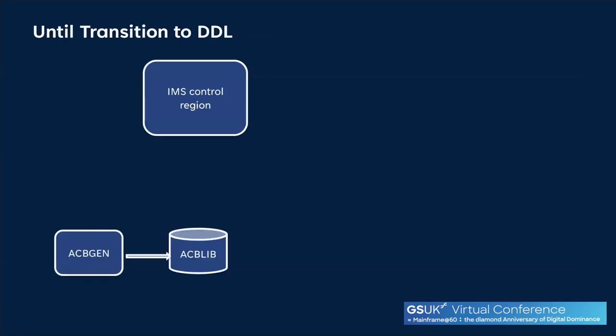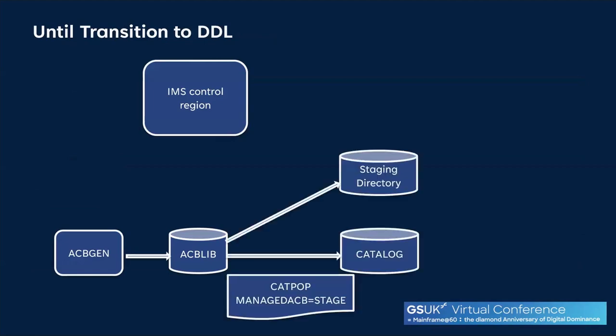So how your life will look until you transition to DDL. As I've already mentioned, you will still make the changes to DBD source, do the ACB gen, populate it in ACB live, then run the catalog populate it into the catalog and staging directory. Other way around in future, or even if you are transitioning to DDL, for some changes you can start using DDL, and for some changes you can continue to use the ACB gen process.